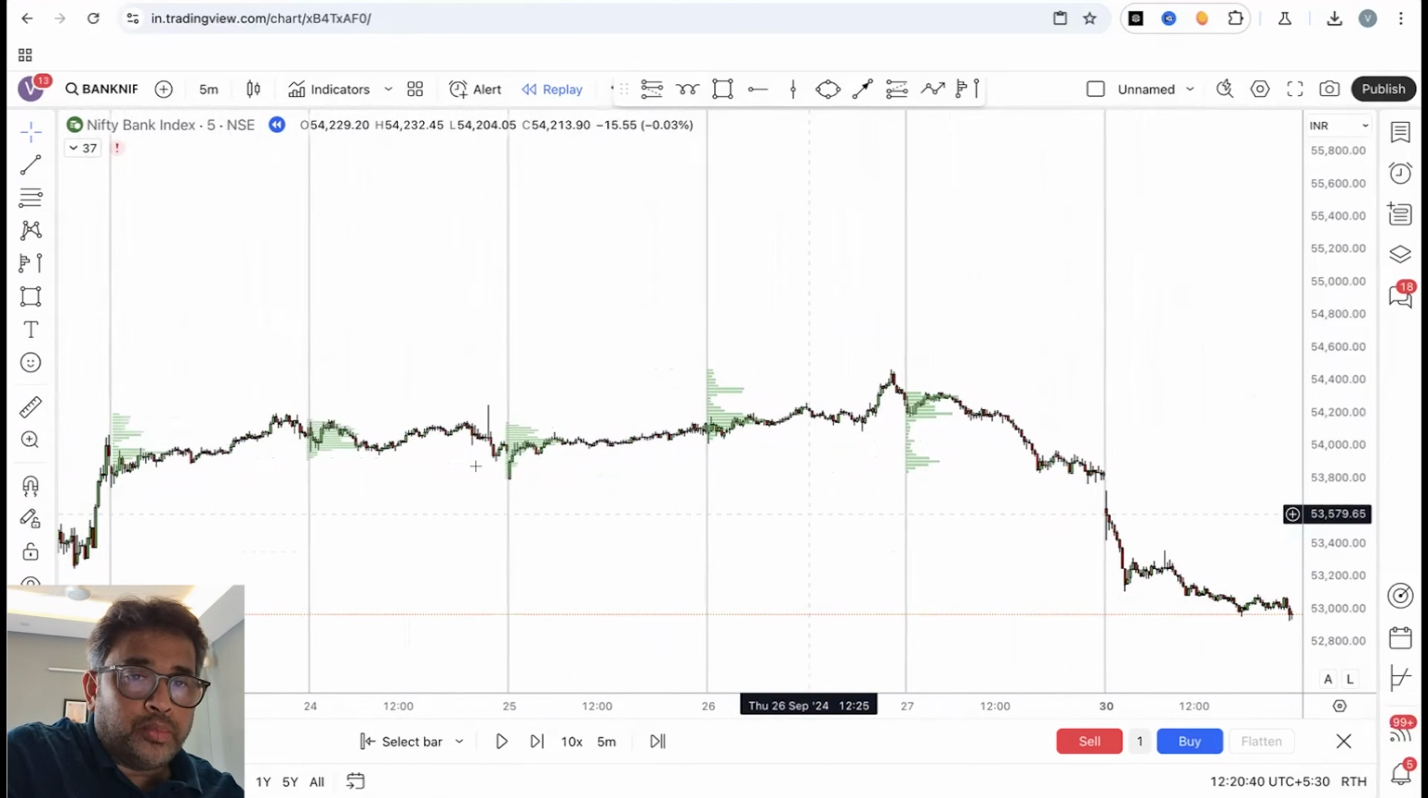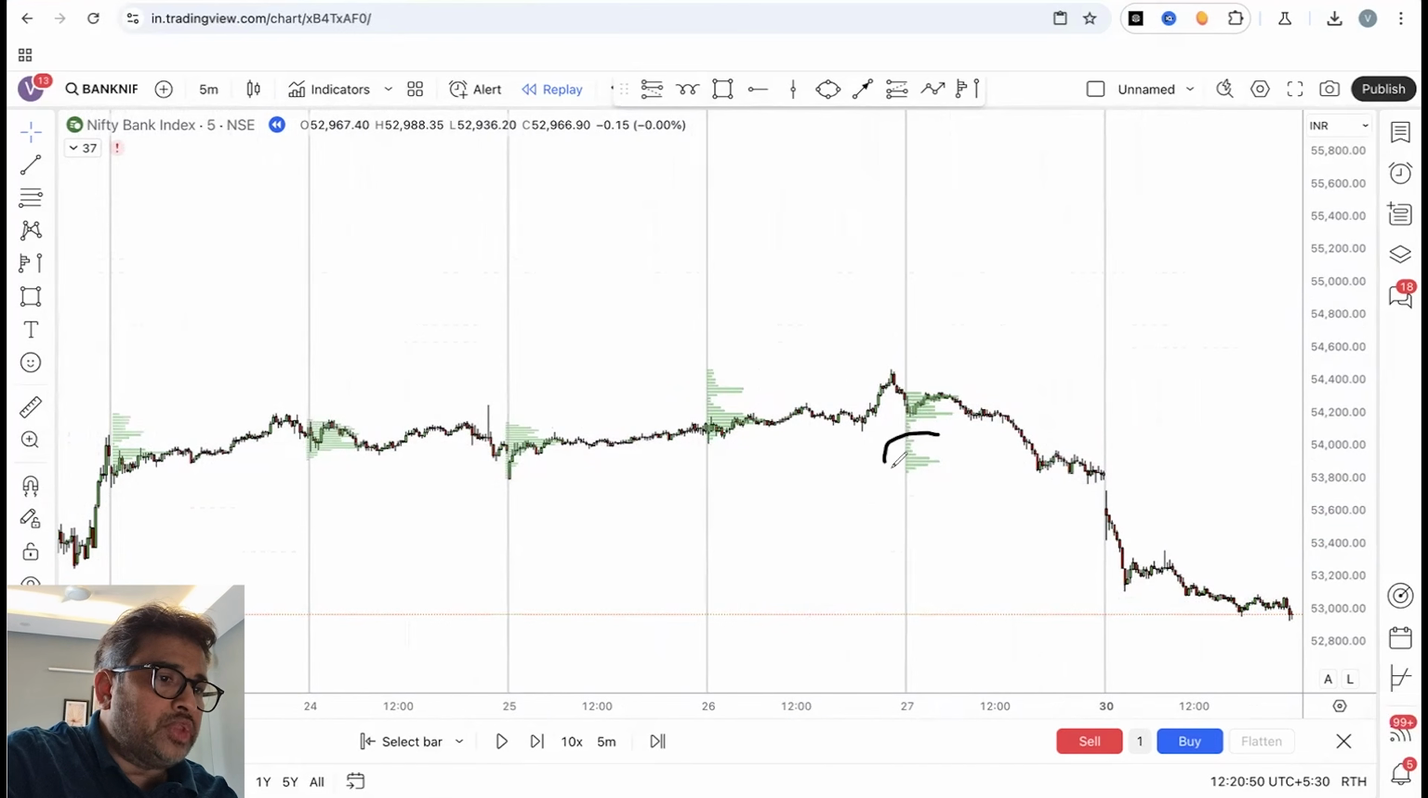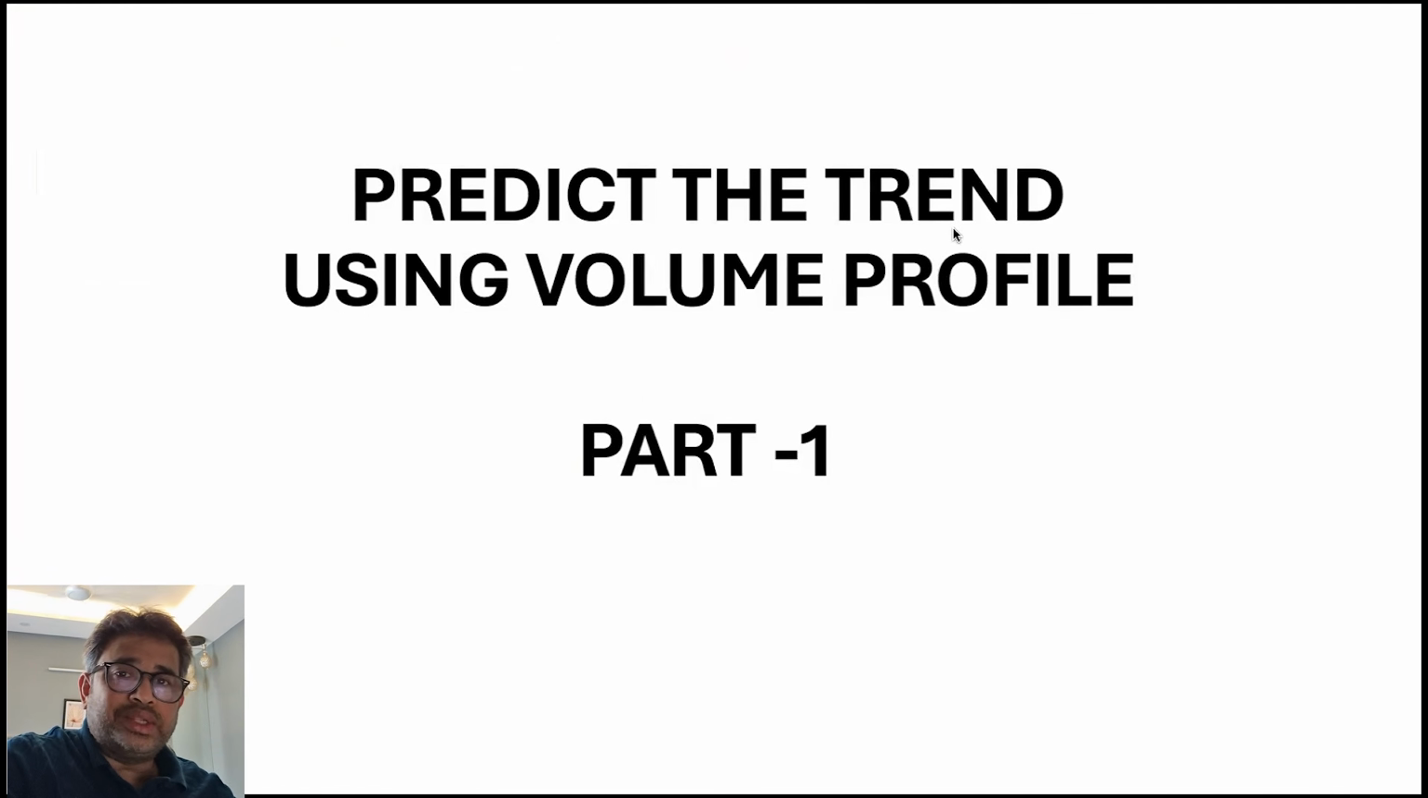If you knew the volume profile, looking at the shape of the profile, you could have confidently said that the next day there is going to be a breakdown on the downside. And if you watch this video till the end, you will come to know how you can analyze the chart based on volume profile, and confidently say whether it's going to make a breakout or a breakdown from the consolidation range. That is what I'm going to discuss in today's video about predicting the trend using the volume profile.